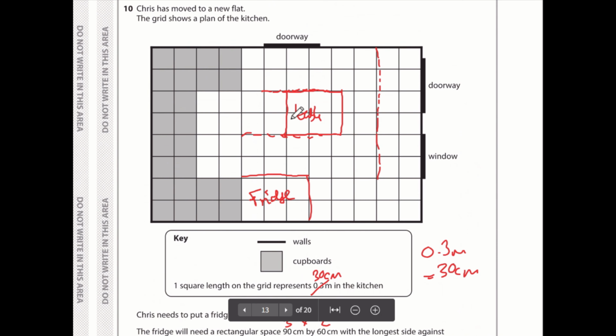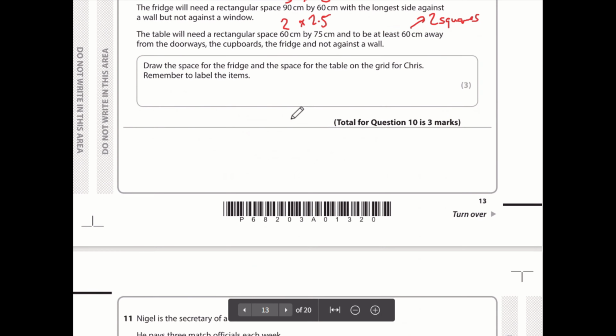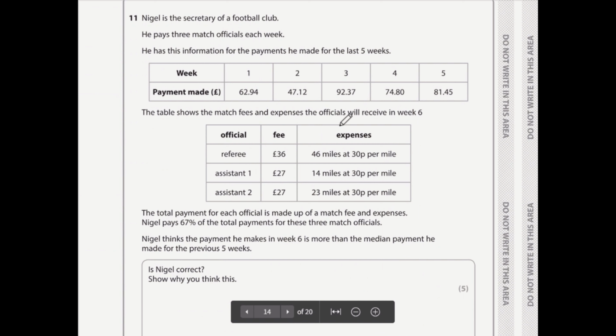We've now got question 10 completely sorted. Okay, let's move on to question number 11. So the first thing we need to do is, it does say here, he thinks the payment he makes in week 6 is more than the median payment he made for the previous 5 weeks. So what is the median for the previous 5 weeks?